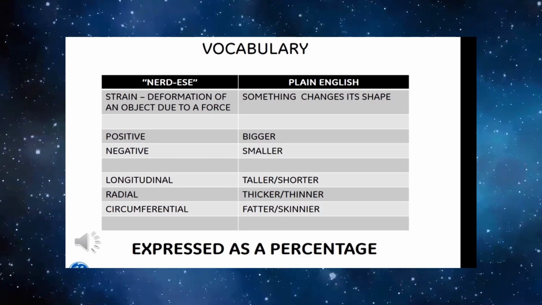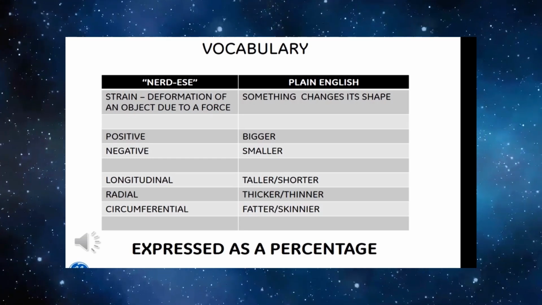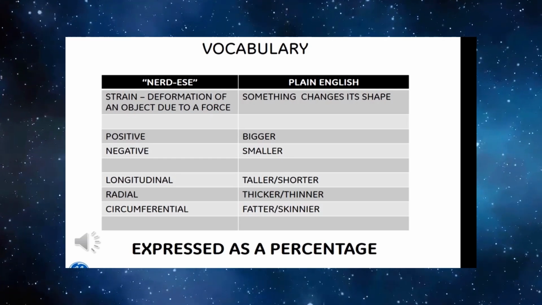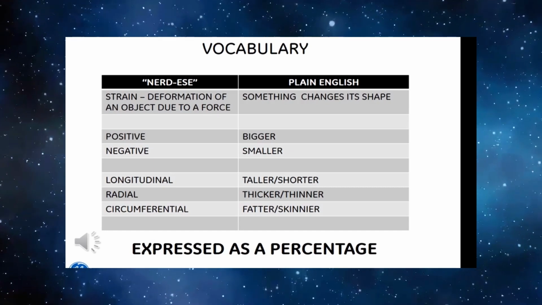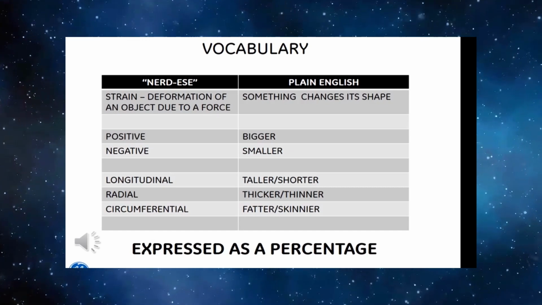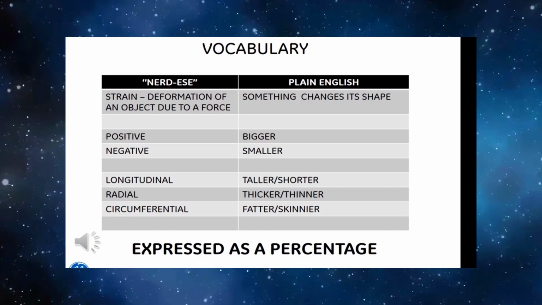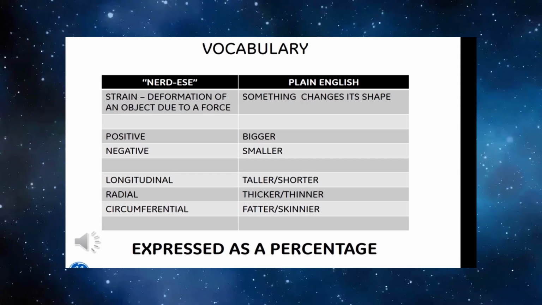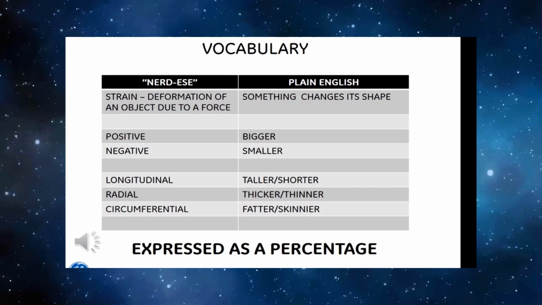So here are some other terms that we need to look at when we're talking about strain in the heart. So we've already said that strain is the deformation of an object, meaning that something changed its shape. But other terms that we need to be aware of is positive and negative. In other words, when we talk about strain, we give it a sign. So what does positive strain mean? It simply means that something changed its shape and it got bigger. What does negative strain mean? Basically, something changed its shape and it got smaller.